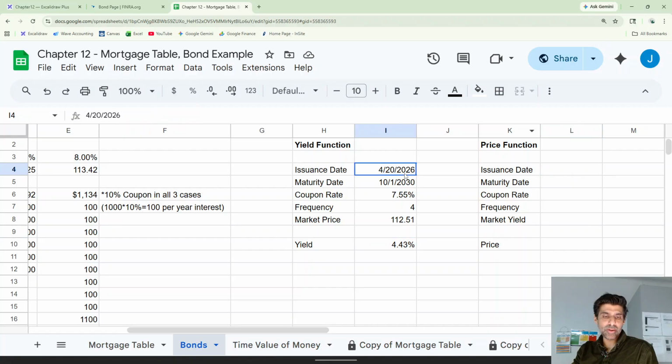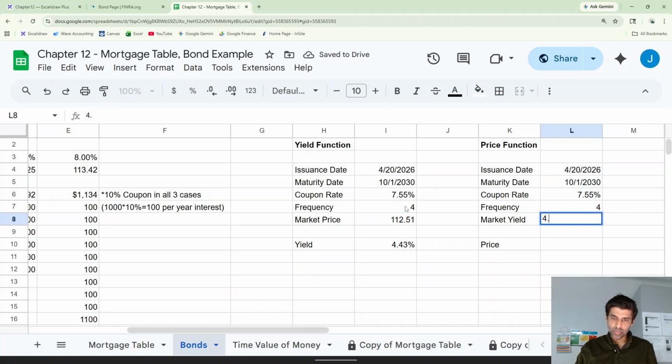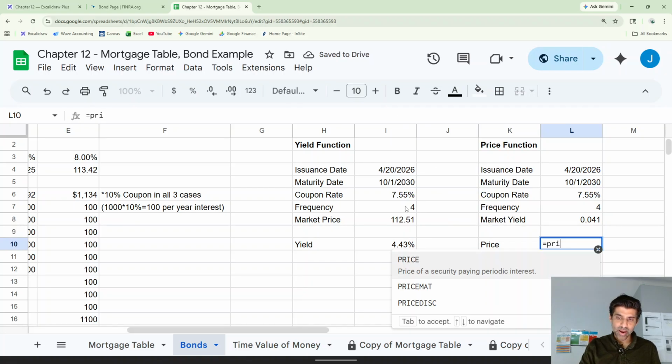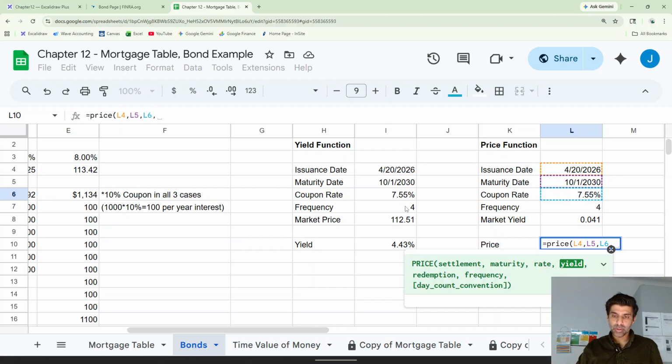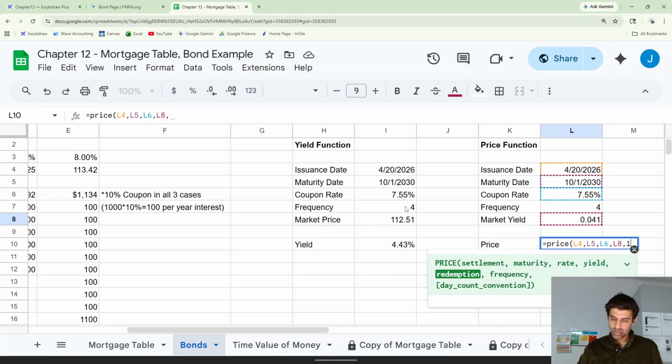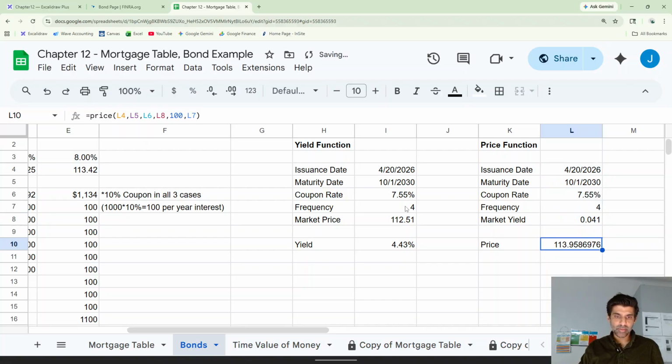And the other way around, if we're given the market yield, 4.41, we can then use the function price, and it's kind of the same terms. Remember the coupon is fixed, right? That's why it's the same in both these calculations. It's just part of that payment schedule. So you can see that it's a little off.